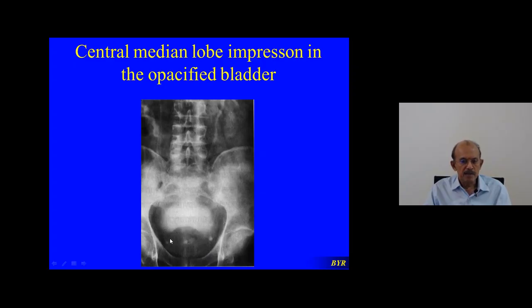What is the space occupying lesion here? That is a smooth enlargement. A smooth enlargement means it is most likely due to the prostatic median lobe. When the median lobe projects like this, the bladder is not filled in the lower part.